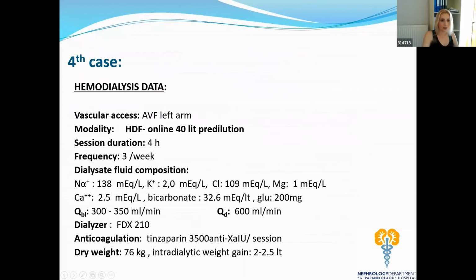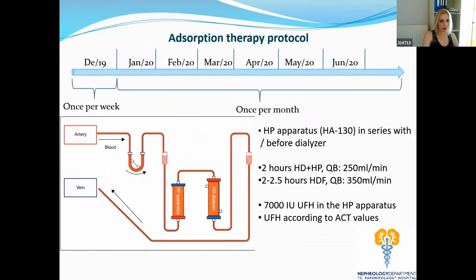So all 4 patients received this hybrid combined artificial kidney therapy once per week for the first month and then once per month from December 2019 up till now. The hemoperfusion apparatus was connected in parallel and placed before the dialyzer. We used 7,000 international units of unfractionated heparin in the hemoperfusion apparatus according to the manufacturer.